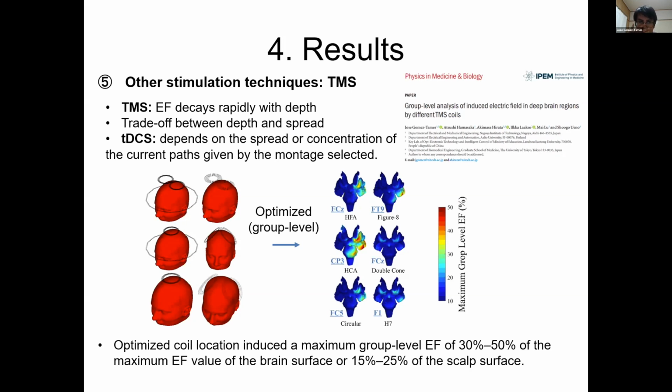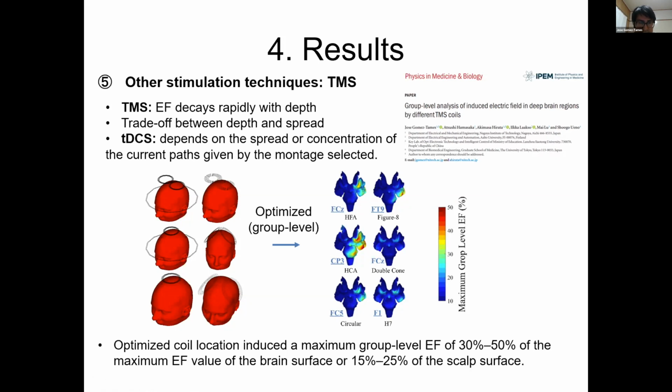In this paper, what we did was to optimize the coil position for group level. So we found the optimal coil position to reach the maximum electric field in different regions. Even by using the optimization of the coil for a population, we could not have electric fields higher than 50% in the different regions. So as a comparison, with tDCS it was possible to reach 70%, and for optimized TMS coil positions, we were not able to reach more than 50%. So I think this is maybe an interesting comparison.